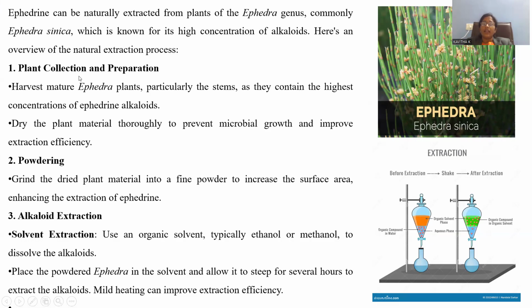First of all, we have to go for the plant collection. We have to identify this Ephedra plant. Later on, we have to collect and harvest mature Ephedra plants, particularly the stems. In the stems a higher concentration of ephedrine is present, so the stems are to be collected. Later on, they are subjected to a drying process, in order to avoid the microbial growth of fungi or any other bacteria or virus. In order to avoid the growth of these microorganisms, the entire stem collected from this Ephedra plant is to be dried in a proper way. Later on, it is ground into a fine powder in order to get a greater surface.